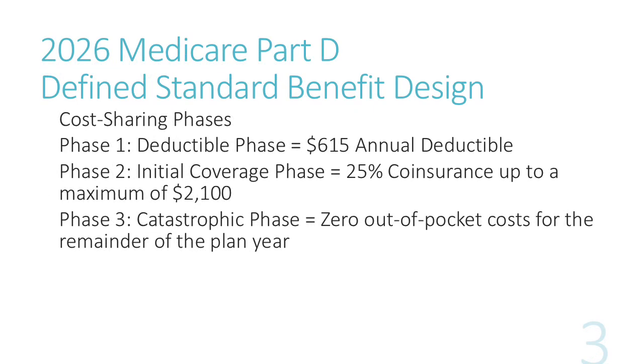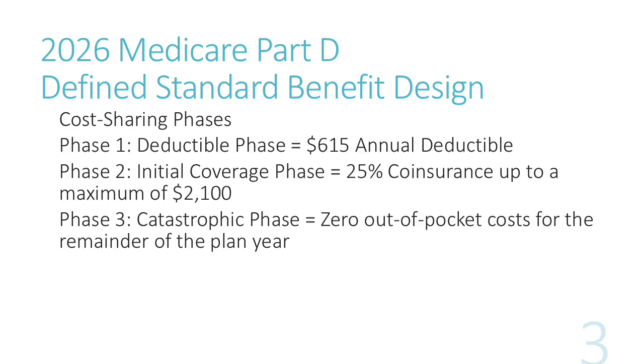So, let's start with the standard benefit design used for all 2026 Medicare Part D prescription drug plans. The standard design includes three cost-sharing phases. First, the deductible phase of $615. Second, the initial coverage phase of 25% coinsurance to a total maximum out-of-pocket of $2,100.